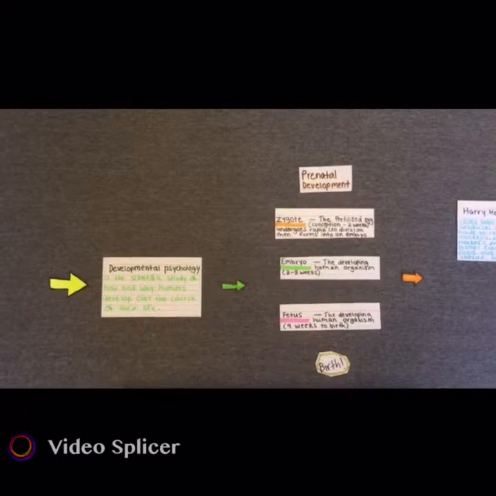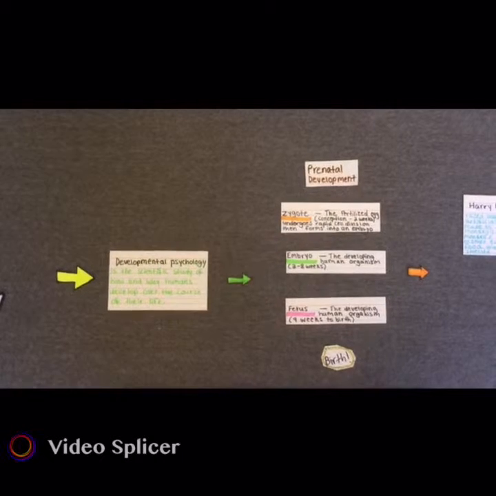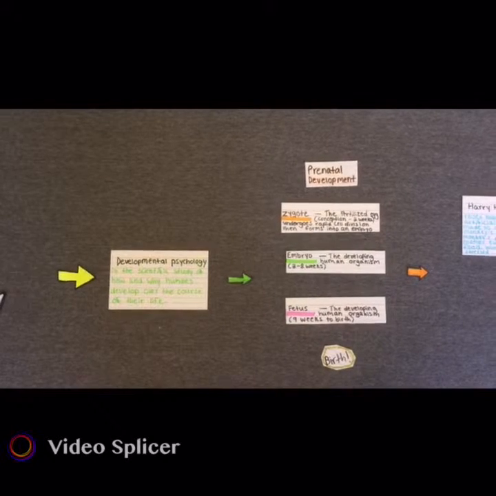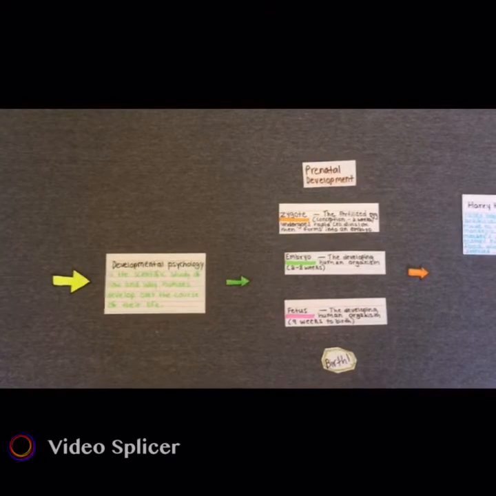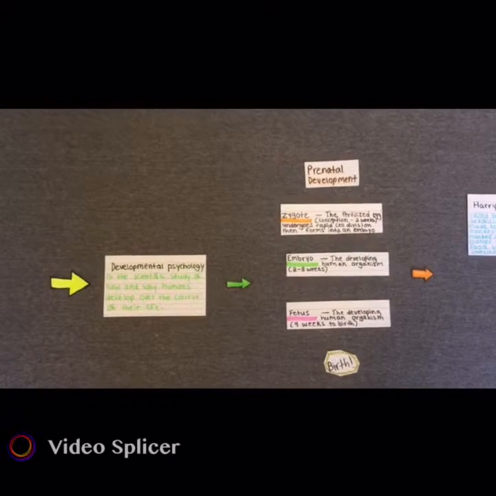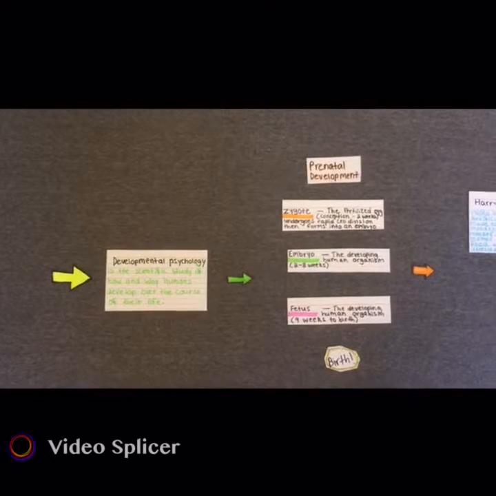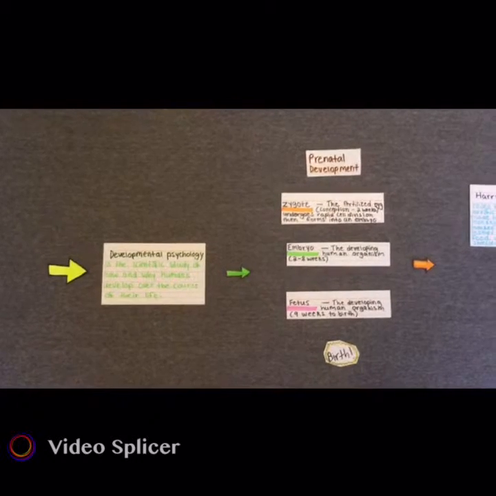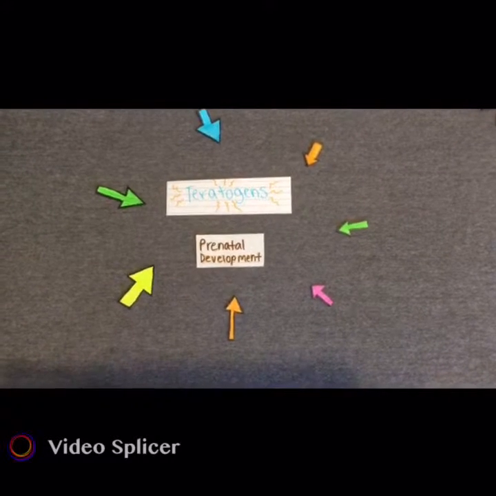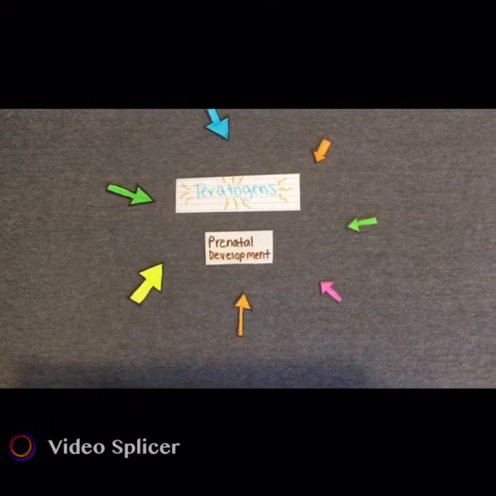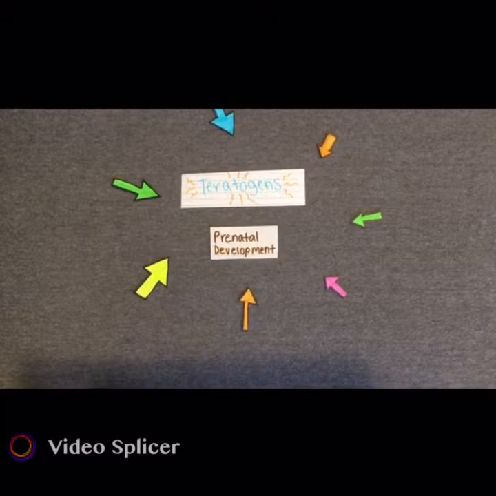This takes place from conception to 2 weeks. Next is the embryo, the developing human organism. This takes place from 2 to 8 weeks. Then there's the fetus, the developing human organism, but this one takes place from 9 weeks to birth. Finally, you have birth. Certain chemicals or agents called teratogens can cause harm if ingested or contracted by the mother.